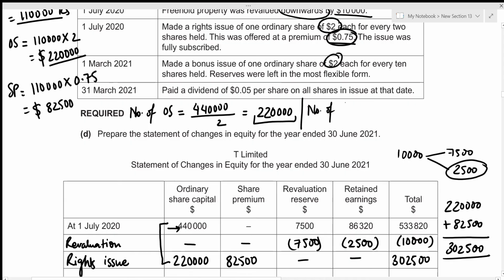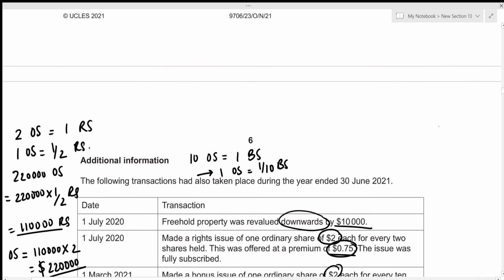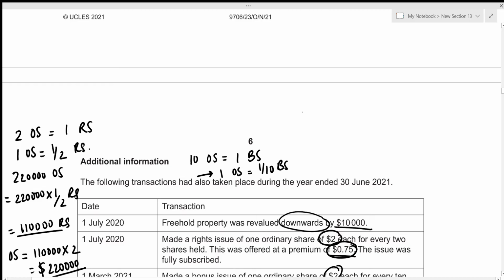So number of ordinary shares is just going to be 440,000 plus 220,000 because these are the values of our ordinary shares till that particular date. Then we divide it with our nominal rate. So that's just going to be 330,000. That is the number of shares we have in our company. Now for 330,000 ordinary shares, we will be issuing 330,000 times 1 by 10 bonus shares. So that gives us the total number of bonus shares to be 33,000.